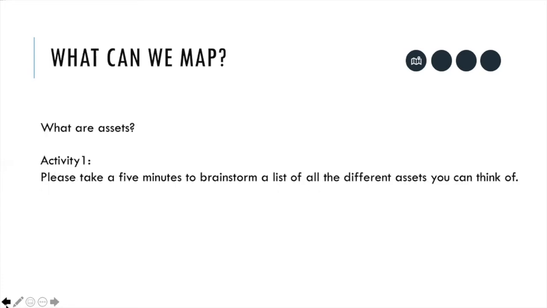So for our first activity, I want you in a second to pause this video and take about 5 minutes to brainstorm a list of all of the different assets you can think of. Don't worry, I'll be here when you unpause. So pause the video now and brainstorm a list, writing down in your notebook all the different assets you can think of, things of value.